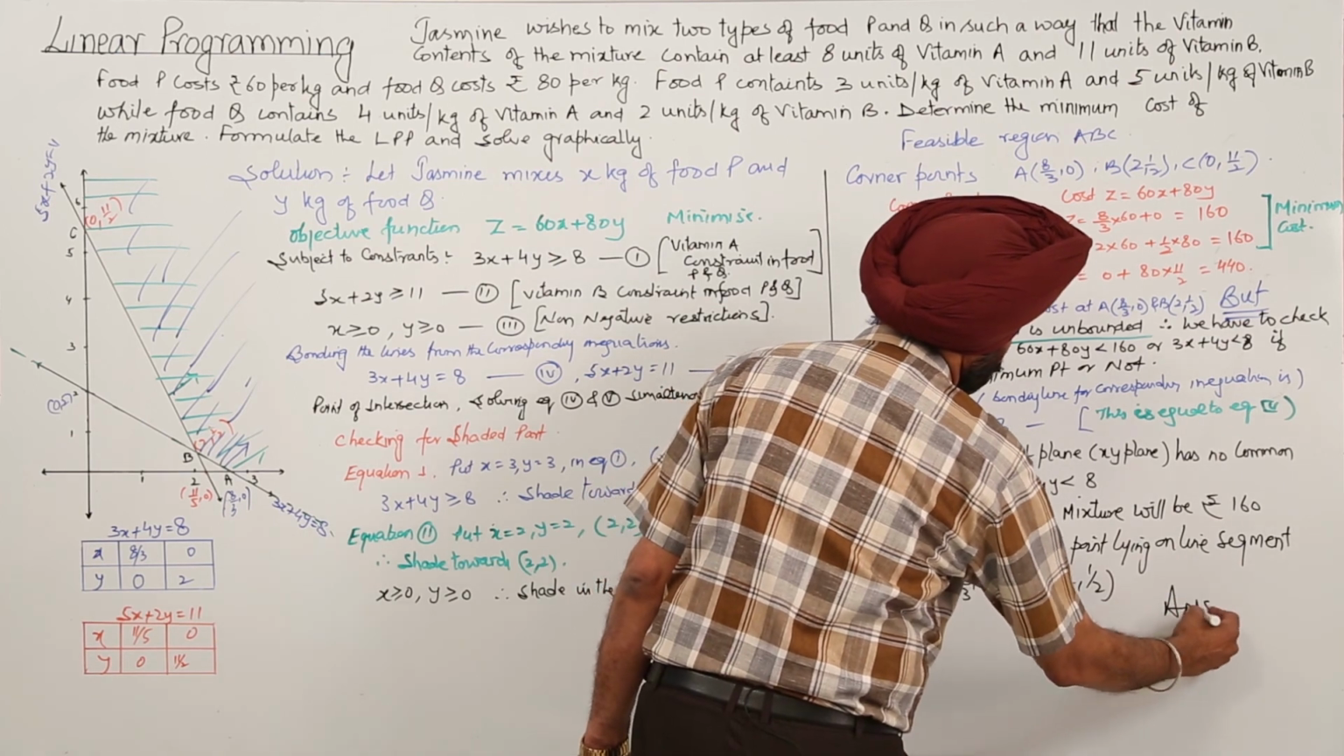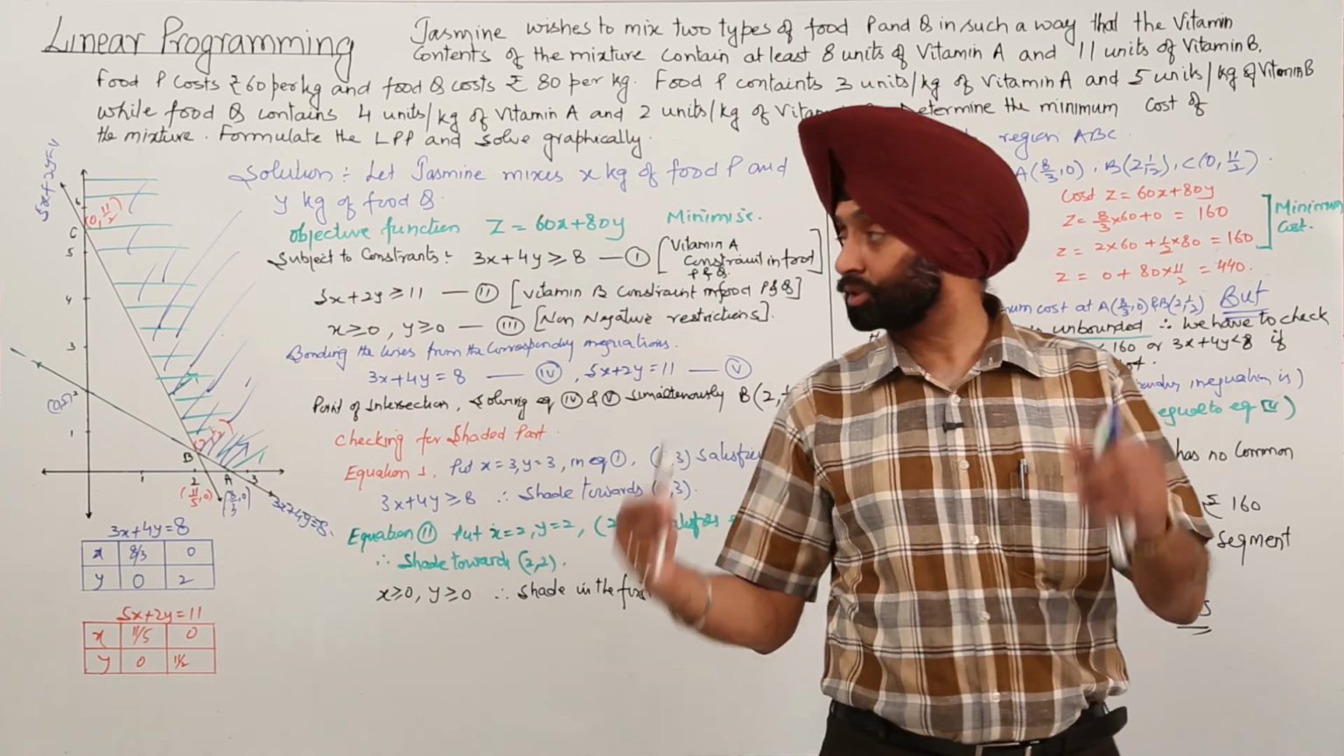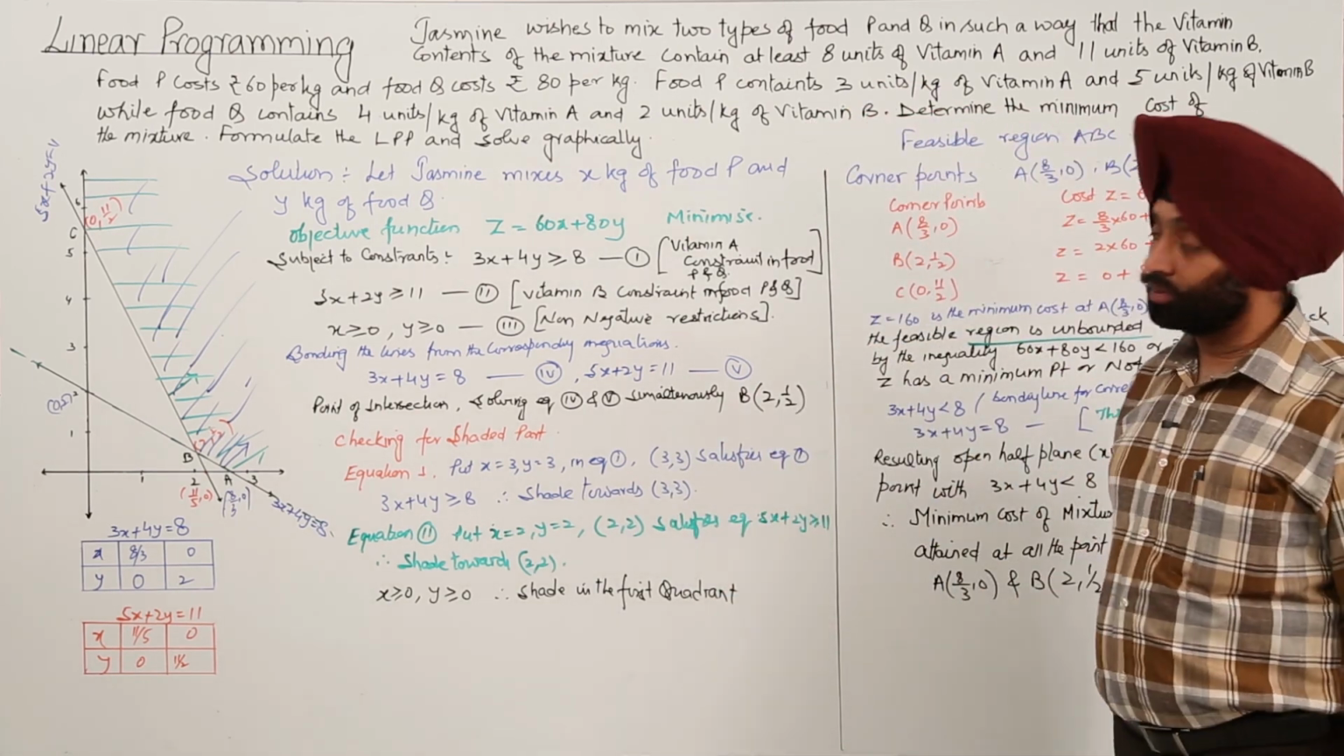Answer. So for the unbounded part, naturally we have to do something extra. Okay, so here the question was.